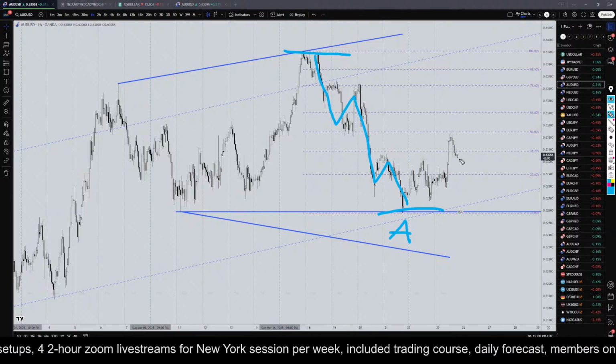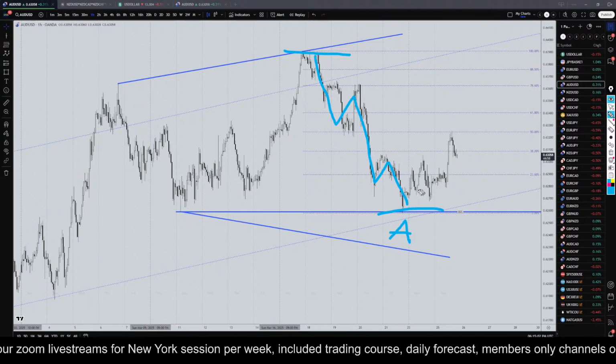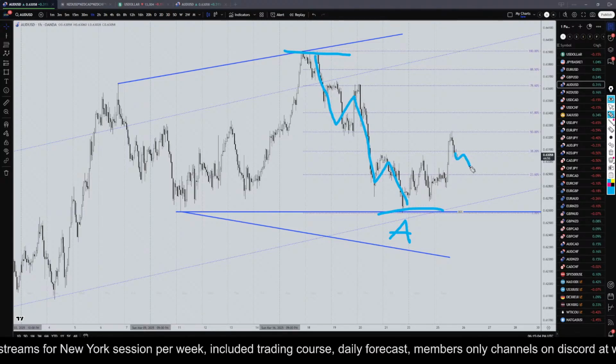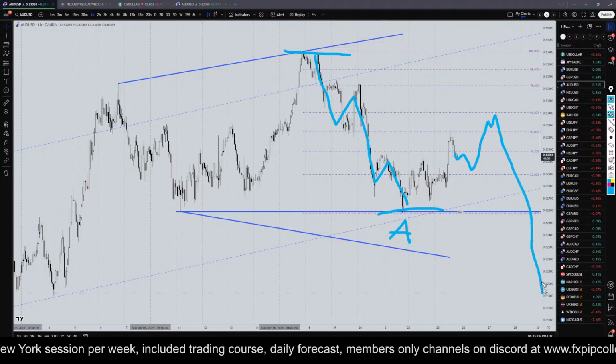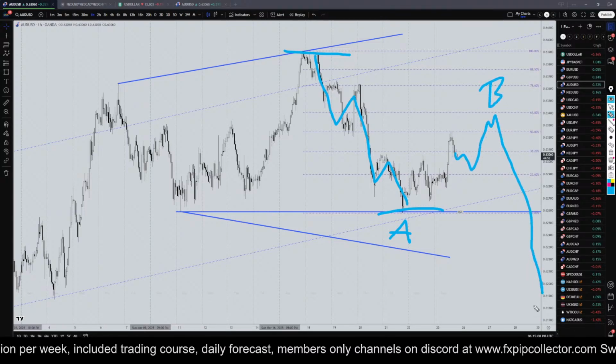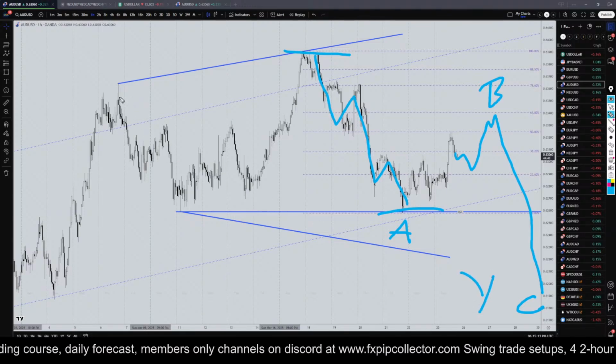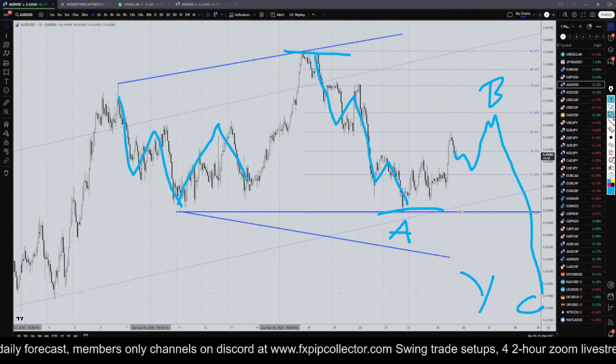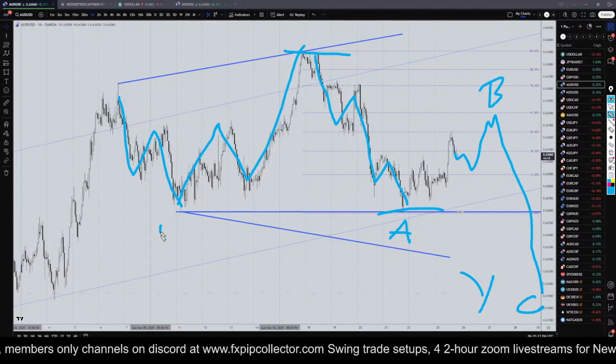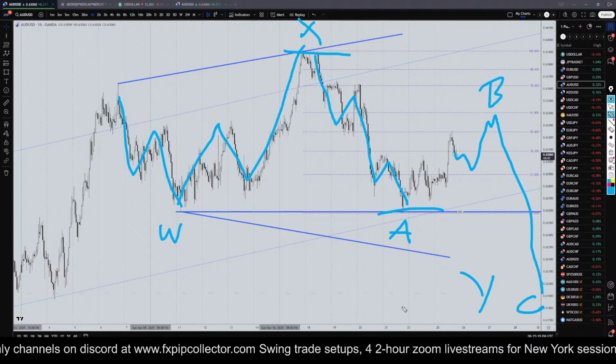I bet it's going to do something like this and then go down again. I bet it's an ABC of wave Y, and this really is a WXY. One, two, three down, one, two, three up. Definitely looks like it on this time frame.